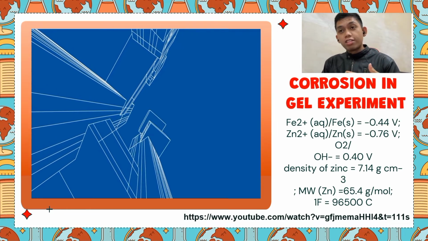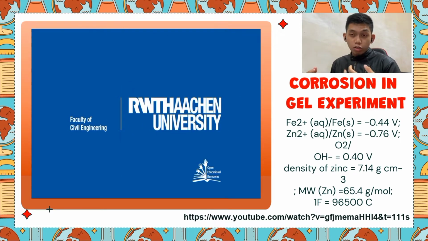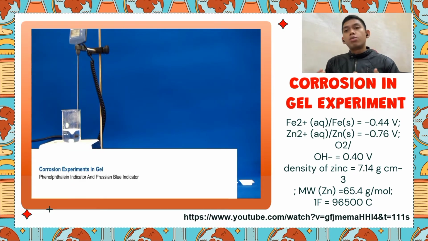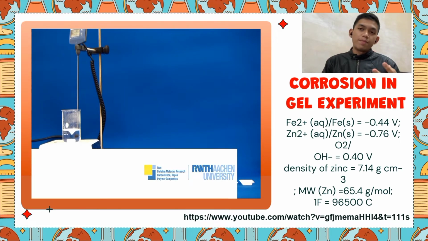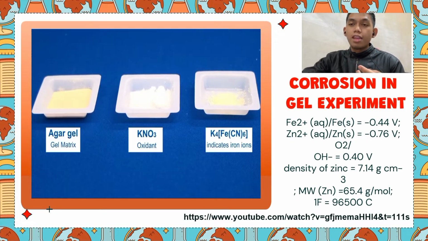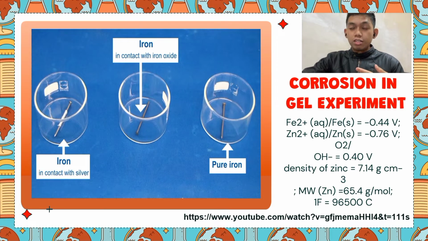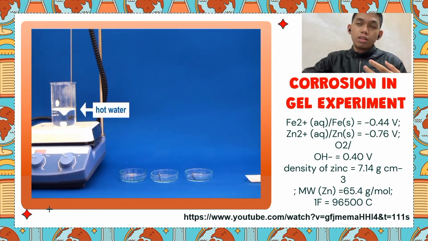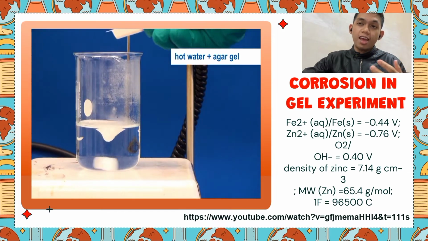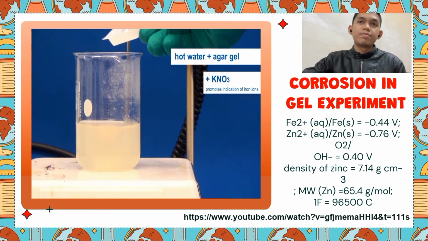Okay, previously you have just heard from Michelle about the explanation of experiment 1. Now I will continue with experiment 2, which is the corrosion in the jelly experiment. There is some information given to me as below. I have provided a video as a support document for me to explain this experiment. If you want to watch this video, you can also type the link that I have attached in the slide. Without wasting our time, let's watch it.